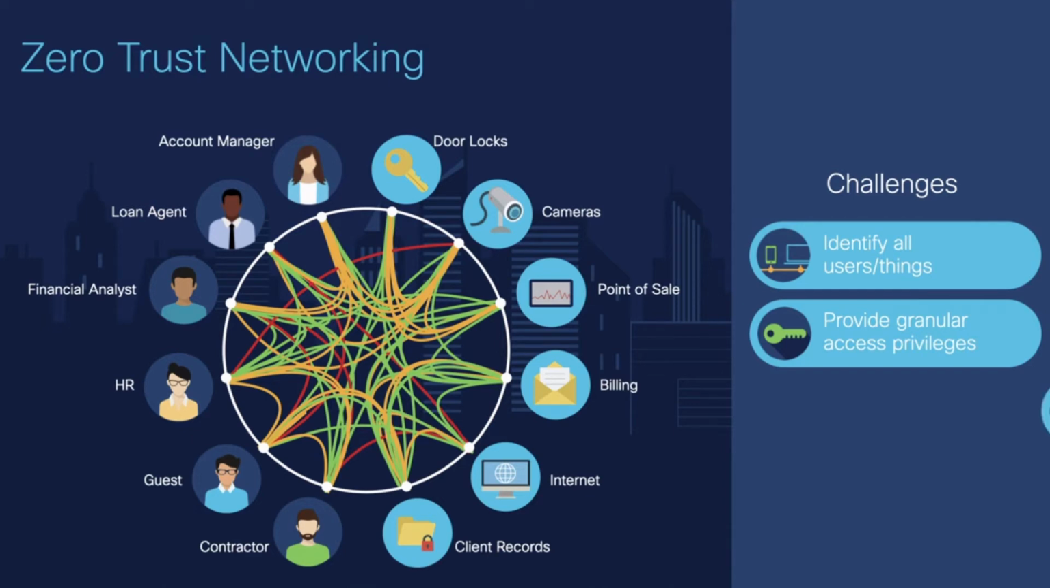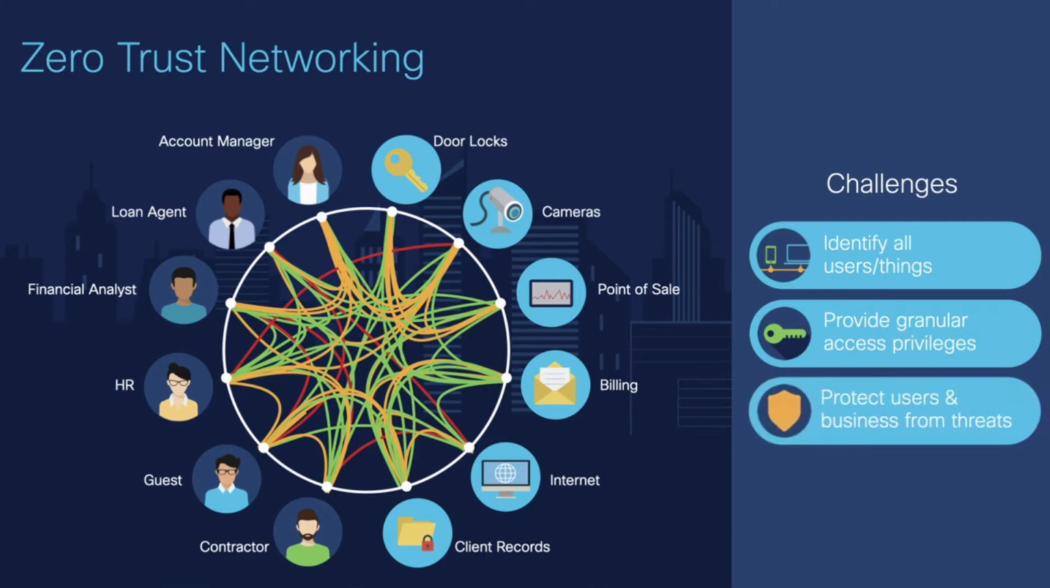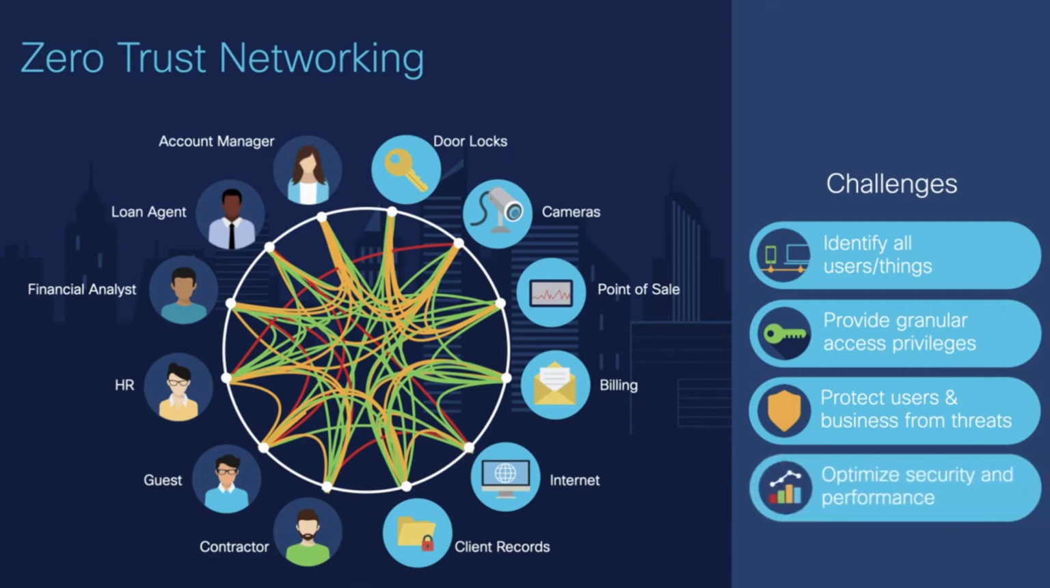This type of segmentation will protect your users and business assets from security threats, but you need to make sure that your security policies are optimized for the best performance as well. As your network grows, defining and optimizing these segmentation policies can be daunting. Cisco DNA Center uses analytics and machine learning to untangle these complexities and automation to facilitate their configuration. Let's take a look.